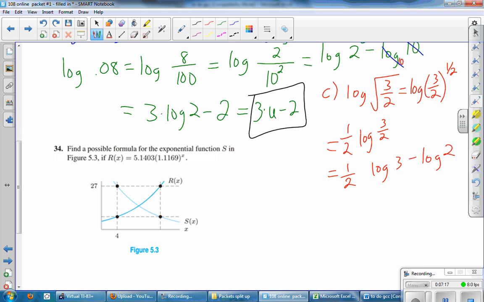I've made a subtle but easy to mistake error. Can you find it? That 1/2 was being multiplied by the log, the whole log. This is equivalent to this. 1/2 needs to still be multiplied by the whole thing. 1/2, okay, and then finally log 3 was v, log 2 was u, and there's our answer.